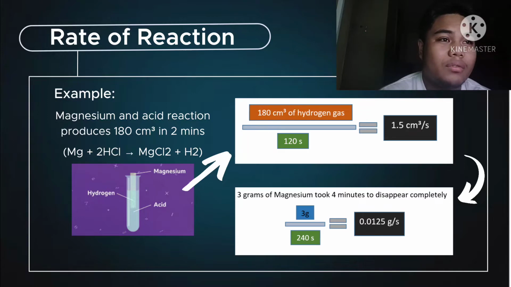The first thing to do is convert 2 minutes into seconds, giving 120 seconds. By dividing 180 cubic centimeters by 120 seconds, this will give us a reaction rate of 1.5 cubic centimeters per second. Alternatively, if we were given 3 grams of magnesium and say that it lasted for 4 minutes before completely dissolving, then we could use the other equation and use 3 grams divided by 4 minutes, or 240 seconds, which gives us 0.0125 grams per second.